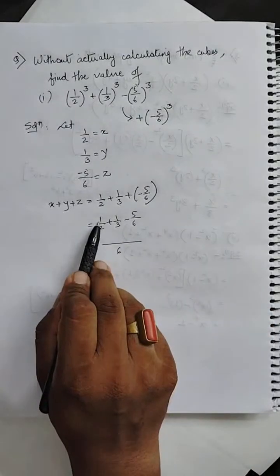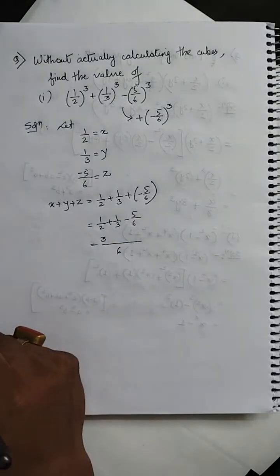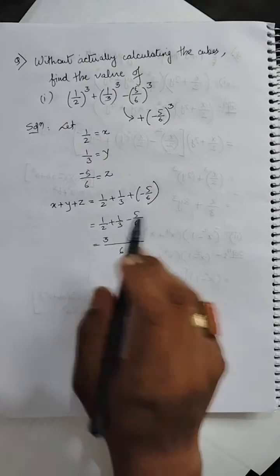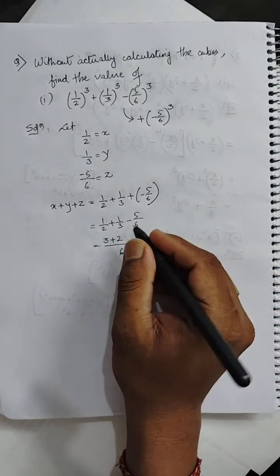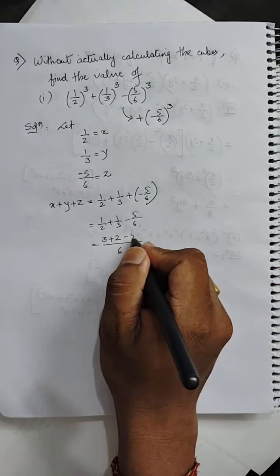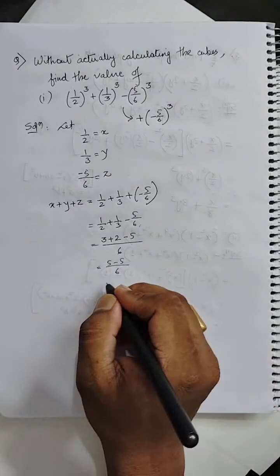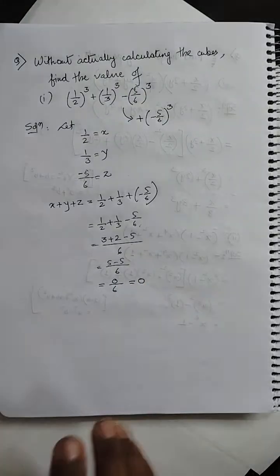So we have 1/3. So 1 into 3 is 3. Okay. 3 multiplied by 2 is 6. So we will multiply 1 with 2. So this is 2. And we don't need to multiply anything. 6 into 1 is 6. So 5 into 1 is 5. So this is 5 minus 5 by 6. So we have 0/6, which is equal to 0. Okay.